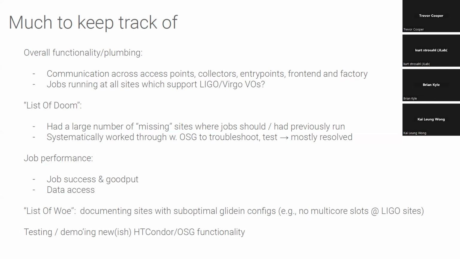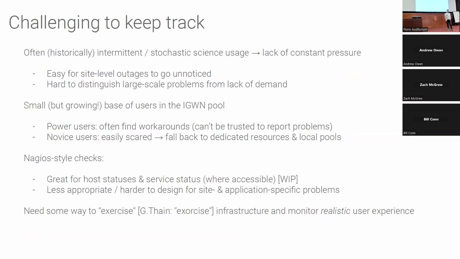And then the other thing that is on my plate to a large extent is trying to test and demonstrate new or new-ish features, particularly in Condor, that we might have directly requested. So there's a lot of challenges in keeping track of all those things as well. One major thing is, historically, maybe less so now that O4 has started, but historically, our computing usage, particularly on distributed resources, can be kind of intermittent and stochastic.